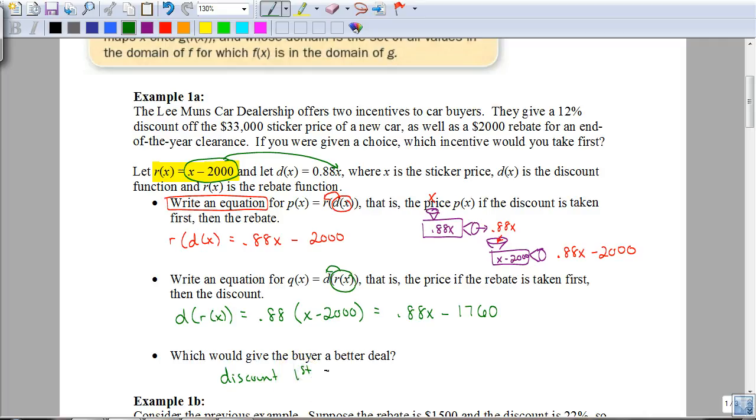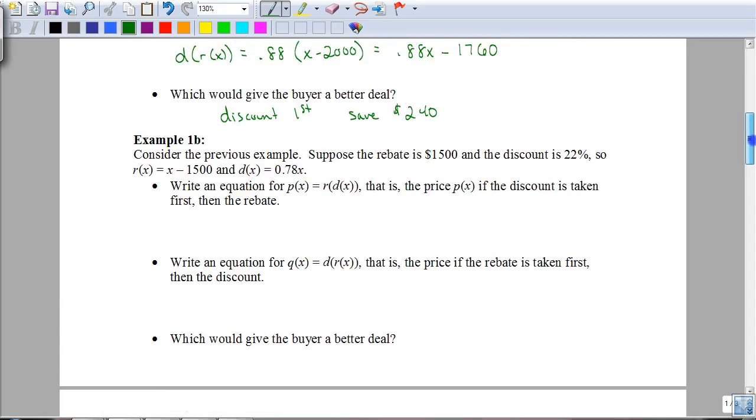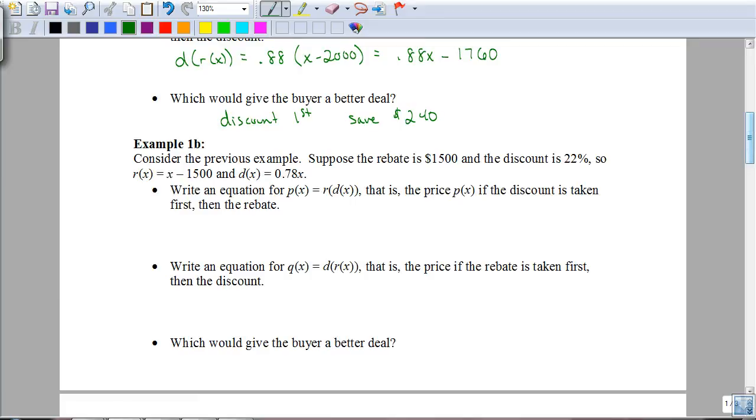And if they ask you in your homework assignment a problem like this, sometimes they say how much more would you save. With this one, if you notice, here you're saving $2,000, here you're saving $1,760. So you save $240. Now what I want you guys to do, here's a similar problem. I want you guys to pause this video. I want you guys to work this one out on your own. And when you get finished, play it and see if you got it correct.